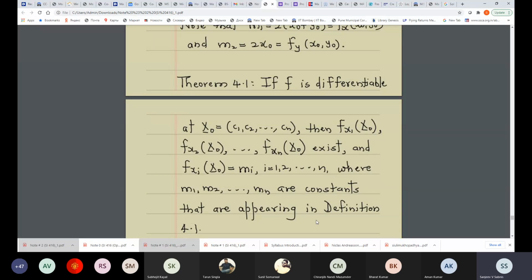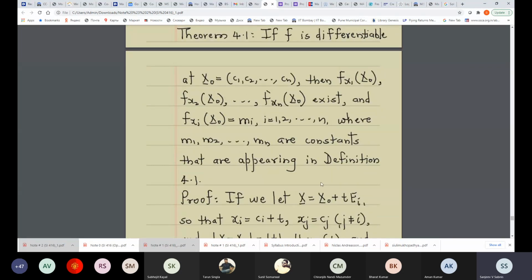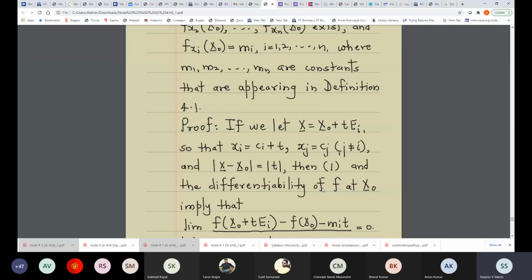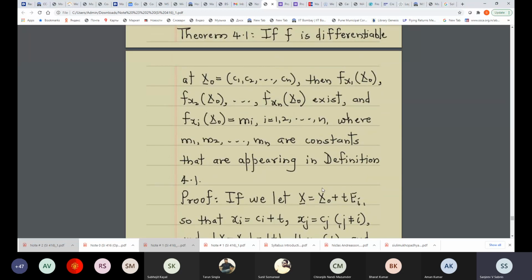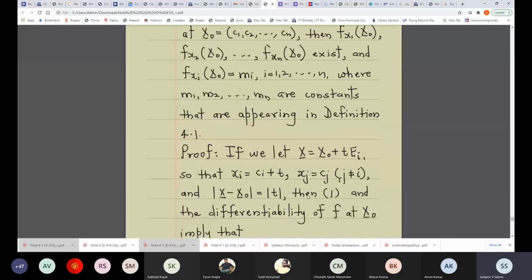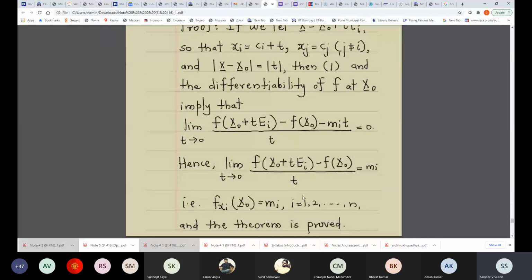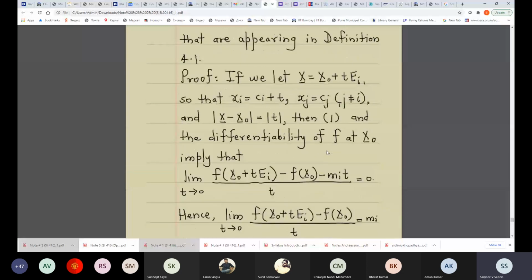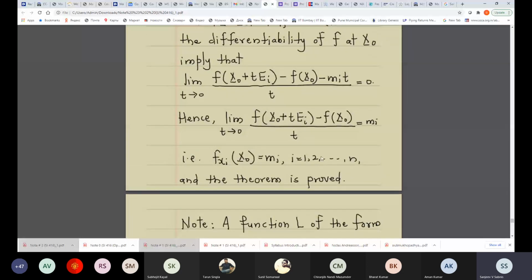I am not going to give the proof of this theorem, so maybe I can skip it. You can go through it. It's not so difficult to read. It's a very short proof, so you can follow it.